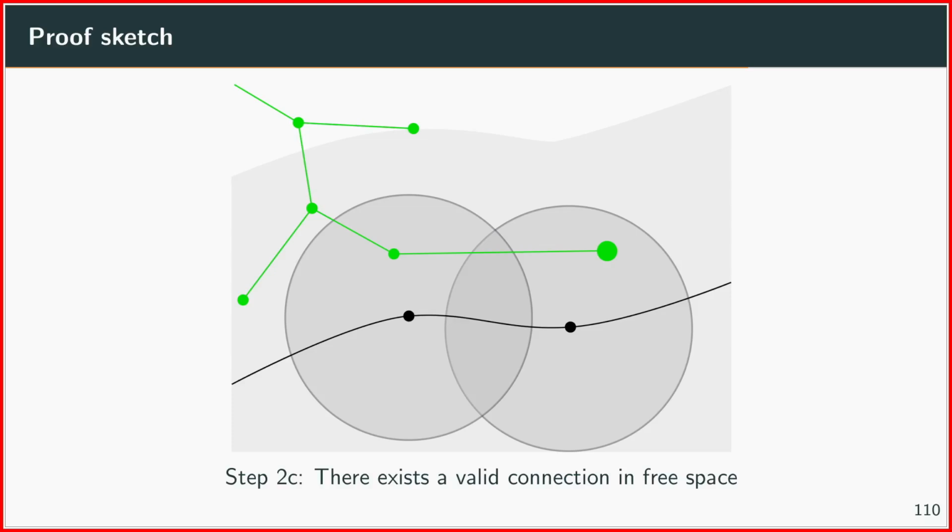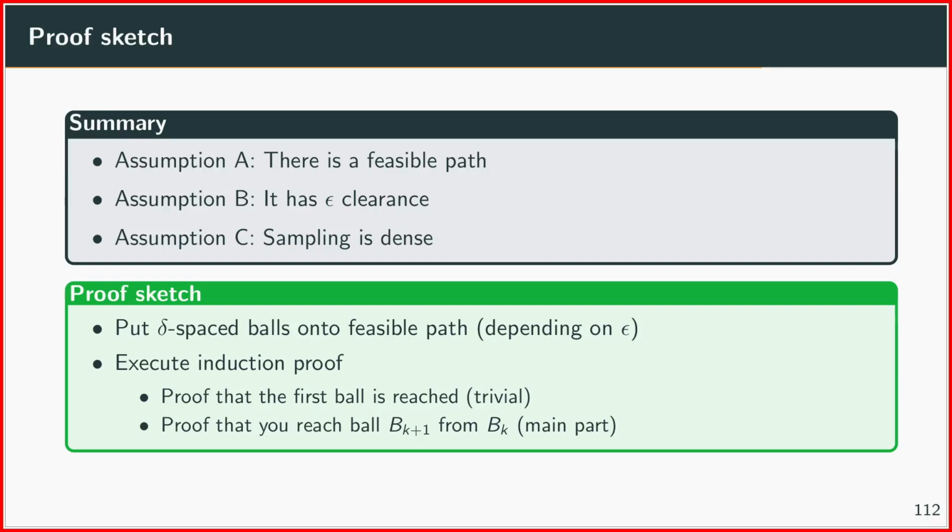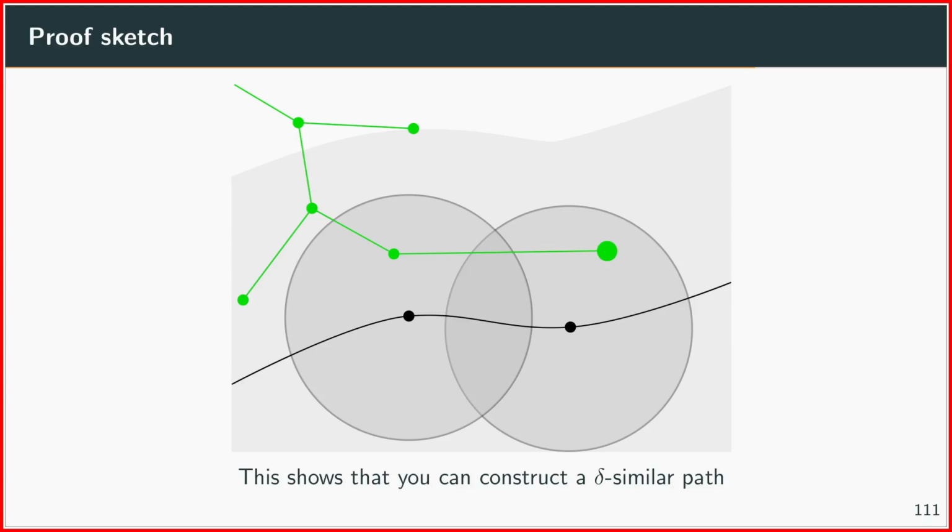your last ball here, then you can also be sure that there exists a valid connection in free space because you have just covered your whole feasible path here with disks, and all those disks are also feasible. So there's at least one connection here. And this shows you that you can construct a path which is what we call delta similar to the path which you have defined here as a feasible path. And because you can do that, you have just found one feasible path which solves your problem.